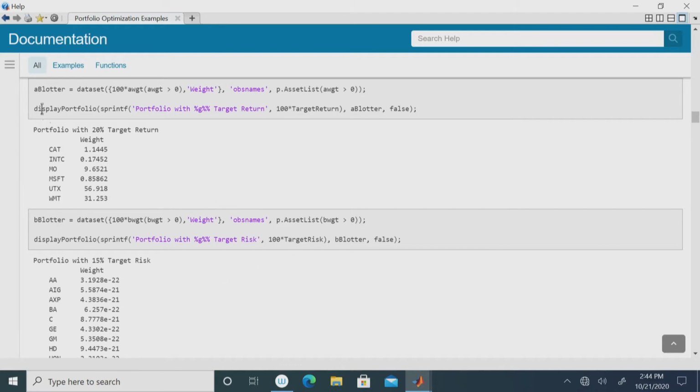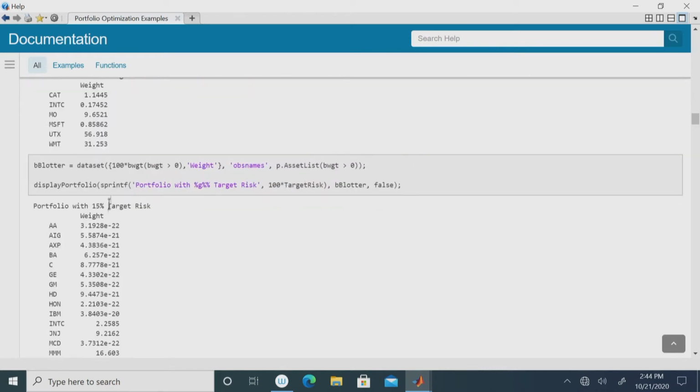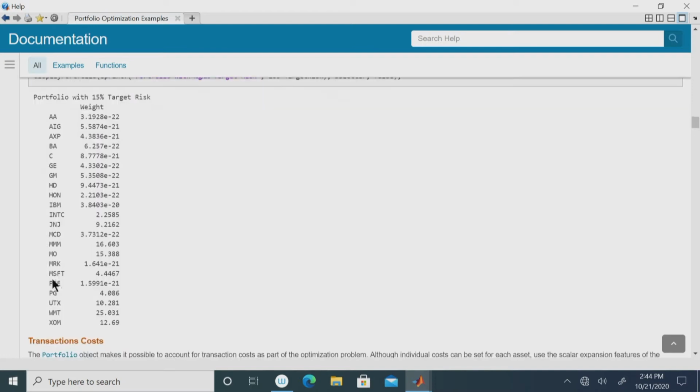Okay, this was what was identified as a blotter corresponding to a weight for the targeted return of 20%, and the next thing we do is consider the BWDGT, which is for the targeted risk of 15%, and we will store the portfolio in terms of percentage as this blotter, which you call the B blotter. As you can see, this has a much larger number of assets in it.